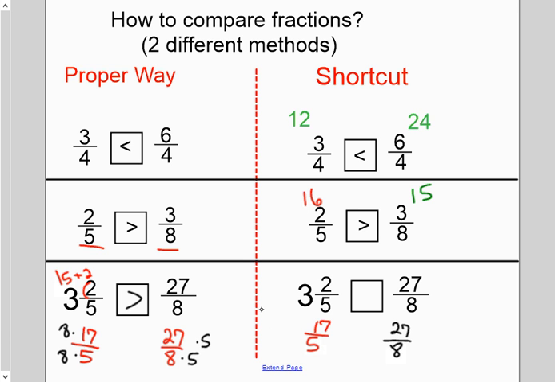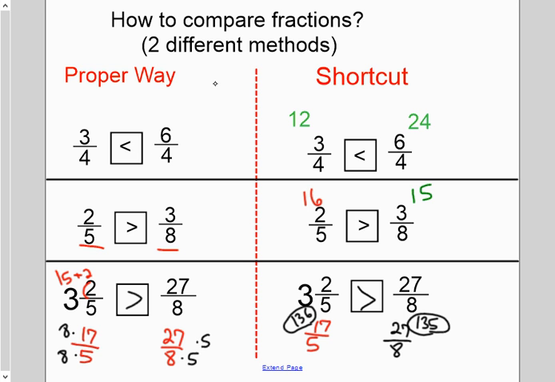17 times 8 is 136. Let me just kind of circle that so that it doesn't get lost in all these numbers. That's this product of 17 and 8. And now 5 times 27 is very, very close, but it's 135. So which one's bigger? The 136 is bigger than the 135. 3 and 2/5 is bigger than 27/8.